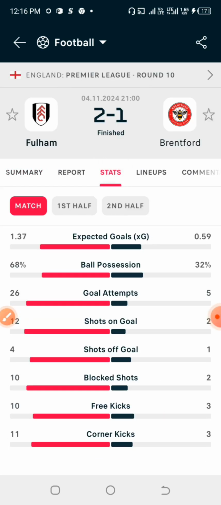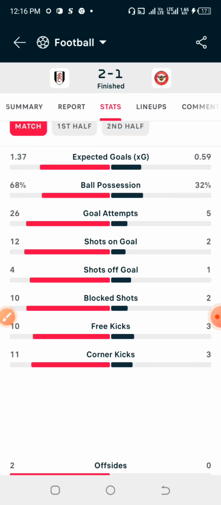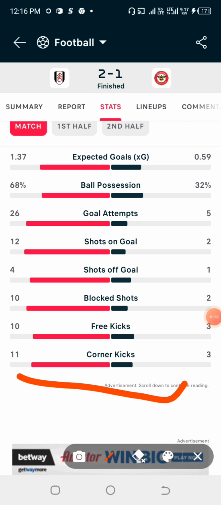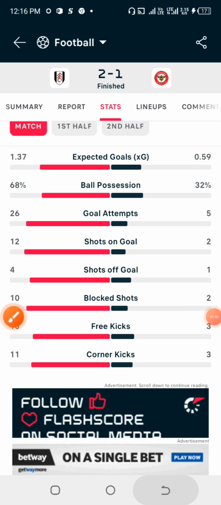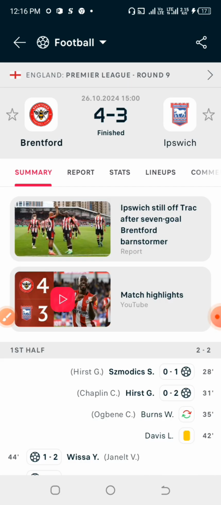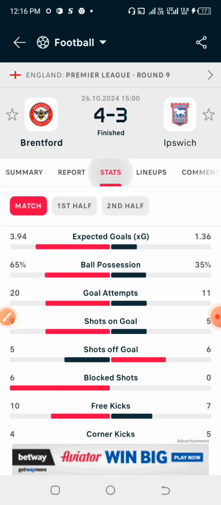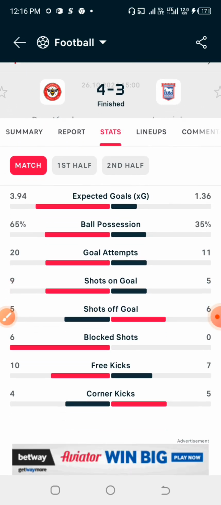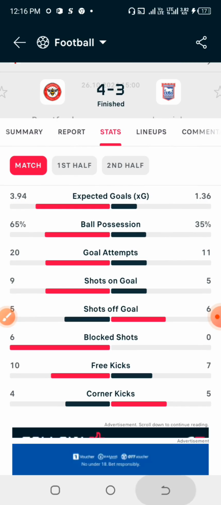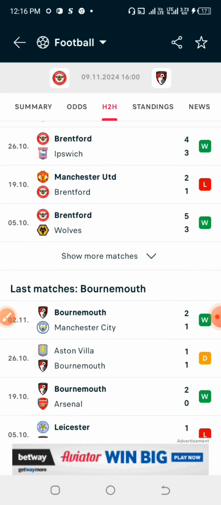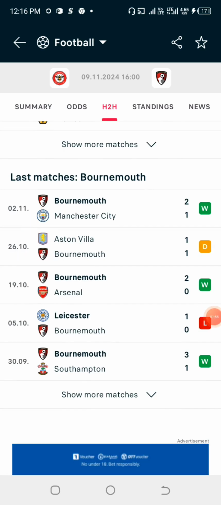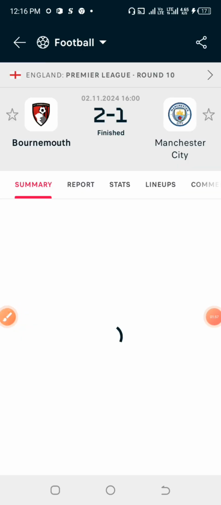So let us quickly check the total corners that Brentford had in their last game, which happens to be against Fulham. Looking at this, they had a total of 14 corners in this game, and in the match against Ipswich, the total corners there happen to be 9. Adding 14 and 9 together, we get 23. Now let us go to the away team and check their last two games.